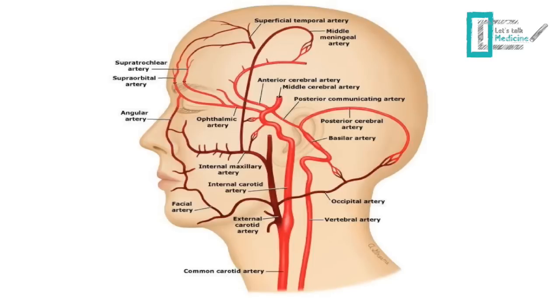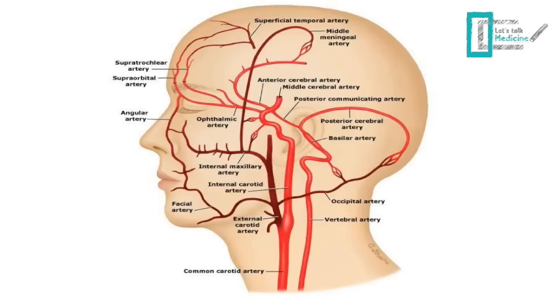The internal carotid artery will then divide into its two terminal branches. One, as you can see here, will move anteriorly in the cranial cavity, and the other will move laterally in the cranial cavity. The one moving anteriorly is called the anterior cerebral artery, and the one moving laterally is called the middle cerebral artery. Now, before continuing talking about the two terminal branches of the carotid, we will talk about two other branches that the internal carotid will give just a while before it gives the two terminal branches.